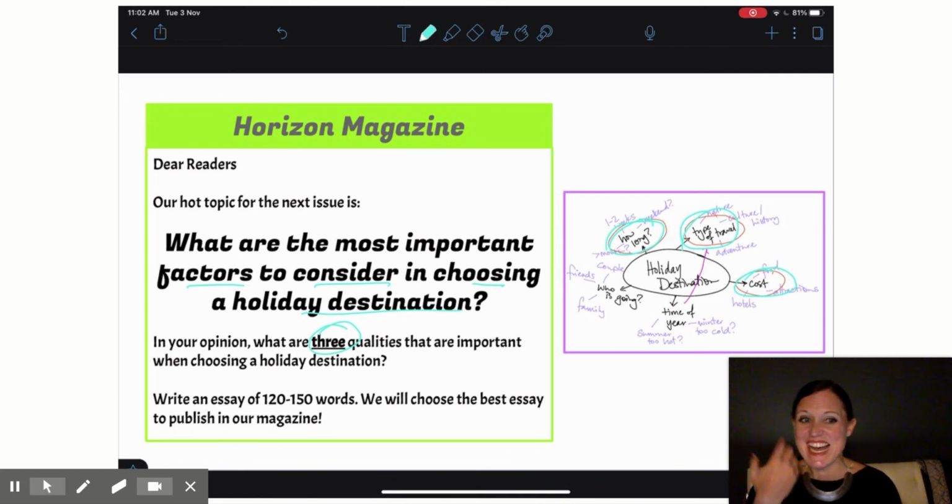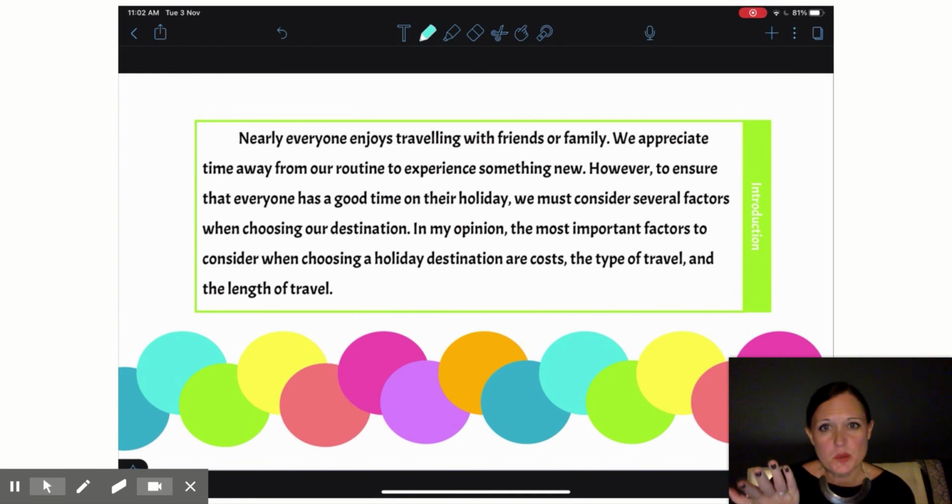So then I came up with this introduction. Nearly everyone enjoys traveling with friends or family. We appreciate time away from our routine to experience something new. However, to ensure that everyone has a good time on their holiday, we must consider several factors when choosing our destination. In my opinion, the most important factors to consider when choosing a holiday destination are costs, the type of travel, and length of travel.